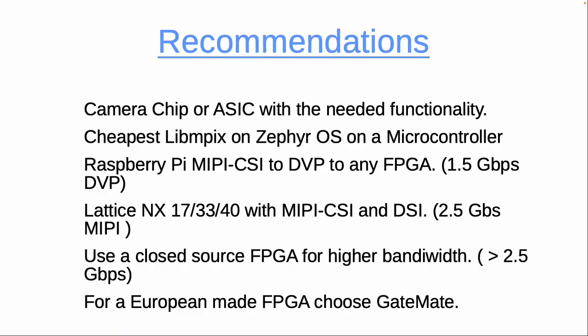Okay, so what should you use in your application? Well, it entirely depends. KISS, keep it simple, stupid. If you can find a camera chip or an ASIC which does what you need, use it. By far easiest. If your bandwidth requirements are low, then you can do libmpix running on Zephyr OS on a microcontroller. Super. If you want the low-end open source route, you can run a Raspberry Pi Zero with MIPI CSI to DVP to any FPGA. That'll run you at 1.5 gigabits per second.